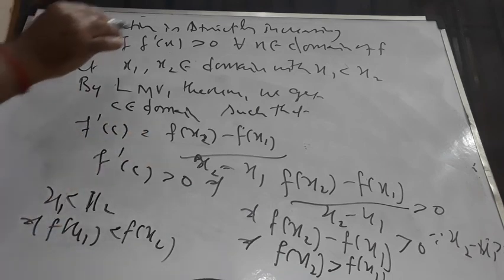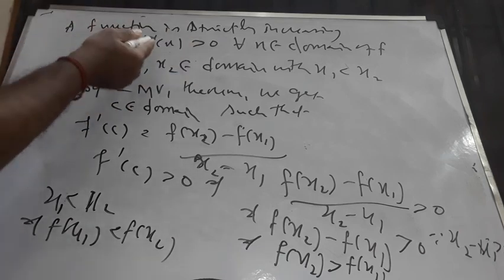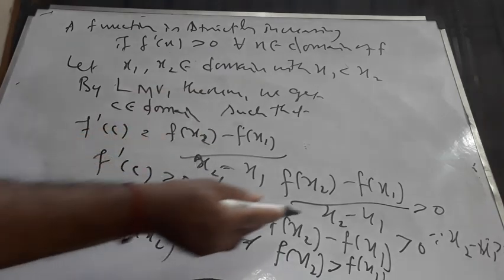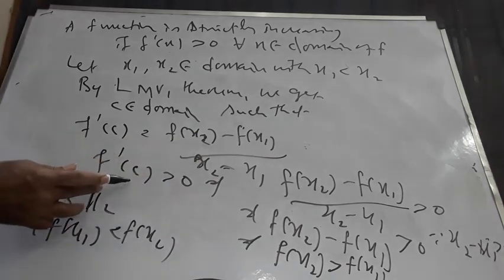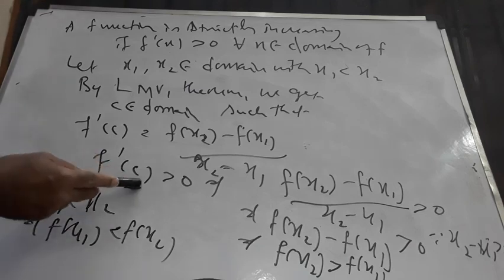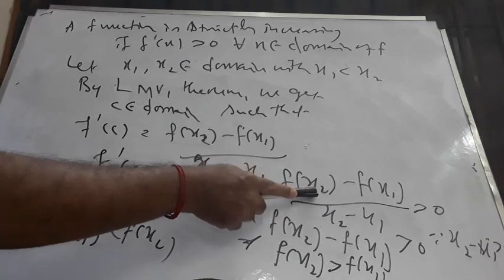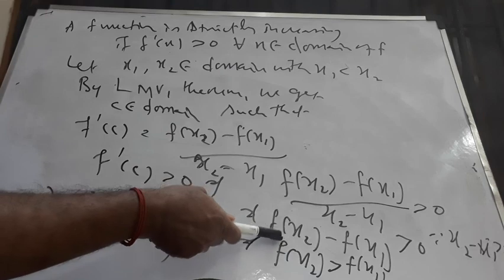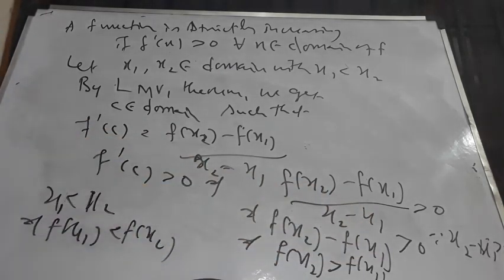Therefore, for any function to be strictly increasing, f dash of x should be greater than 0. For any function to be strictly decreasing, f dash of x should be less than 0. The same condition will be followed over here. Here what do I get? Denominator is positive. Here f dash of c should be less than 0, which I will be using. I am not going to write it again, I will just explain easily. When the denominator is positive, I have to have the numerator negative so that the whole fraction is negative. Therefore, I end up with f of x2 minus f of x1 less than 0. I will get f of x2 less than f of x1.